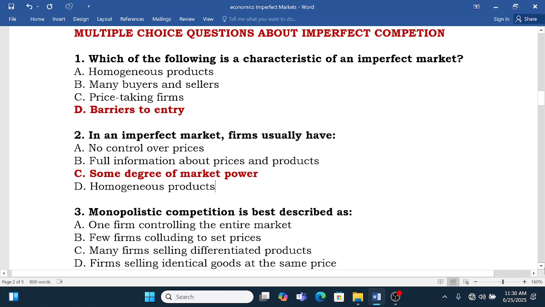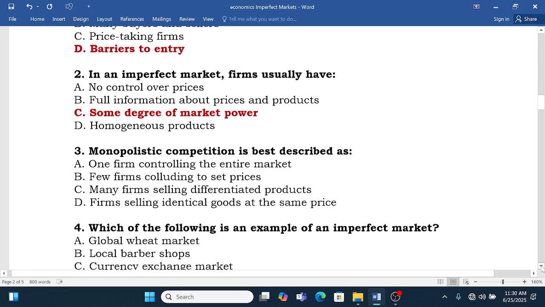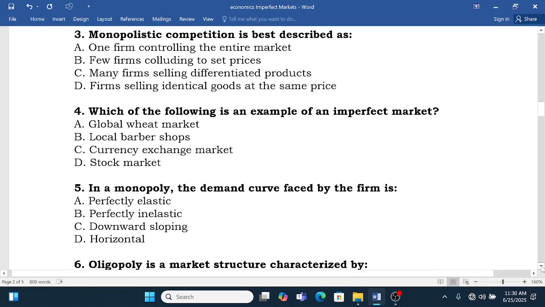We go to question number 3. Monopolistic competition is best described as: A, one firm controlling the entire market; B, few firms colluding to set price; C, many firms selling differentiated products; D, firms selling identical goods at the same price. The correct answer is C, many firms selling differentiated products, as we have seen in the explanation above.